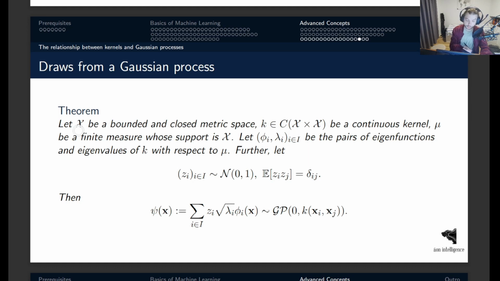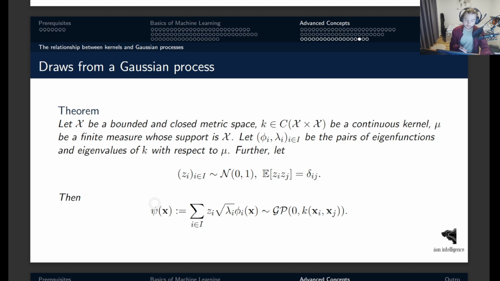So we have this theorem which states, again with all the setup: let X be a bounded and closed metric space, let K be a continuous kernel, let mu be a finite measure whose support is X, and let this be the collection of eigenfunction-eigenvalue pairs. Further, we have this collection of random variables Ci, which we draw from a standard Gaussian density, and with that we have that the expectation of the product of Ci and Cj is equal to the Kronecker delta. So it's 1 if the indices coincide and 0 otherwise.